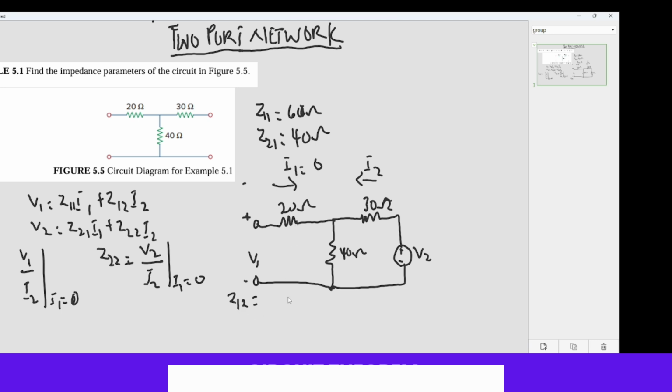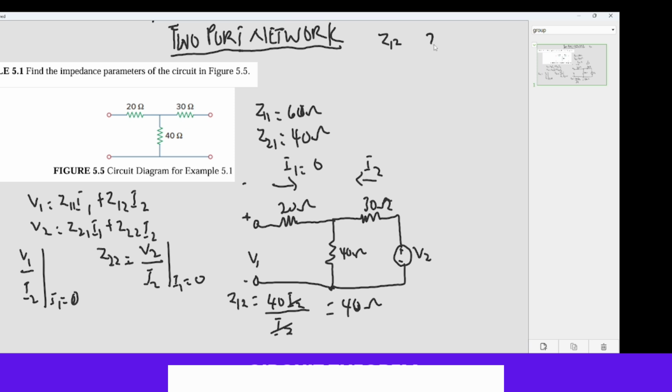So Z12 is going to give me a voltage V1, where the voltage V1 is also equal to the 40 ohm times my I2, right? So since we get that, we say 40 I2 all over my I2. So my I2s will cancel out and I get 40 ohm. This is our Z12.